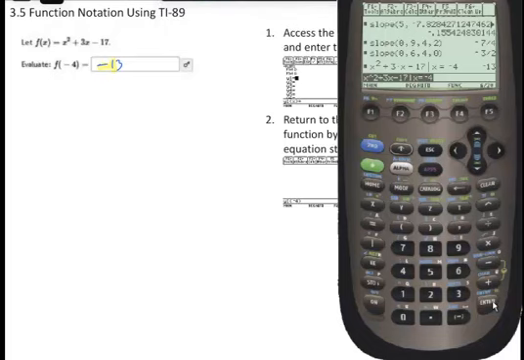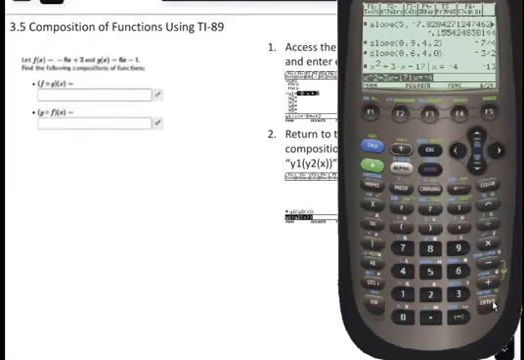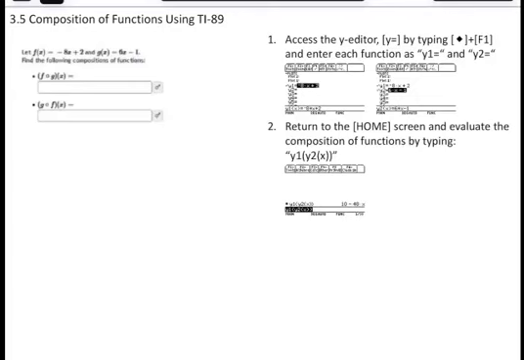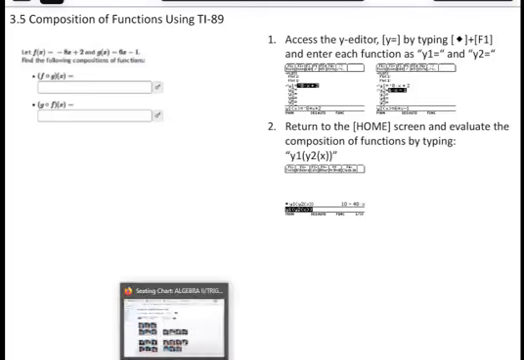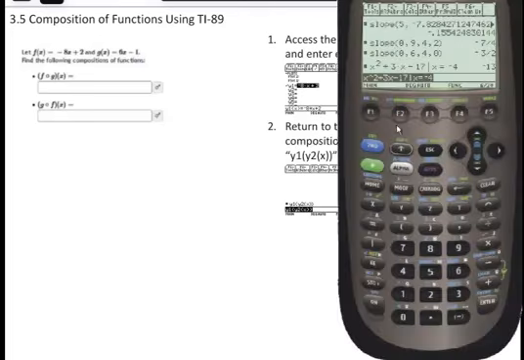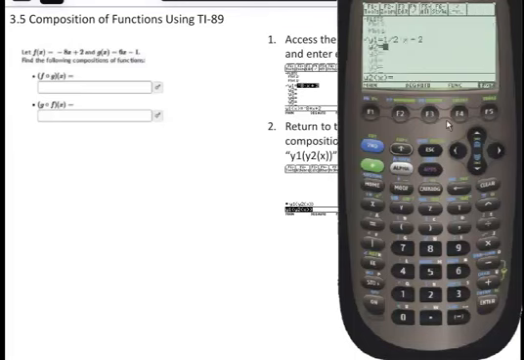All right, so the next type of problem are composition of functions. This is where you have a function embedded inside of another function. The easiest way to do this is to type each of these functions into the Y editor, and then use the function notation at the home screen to evaluate. So I'll go into my Y editor, Diamond F1, and type my f function into y1.